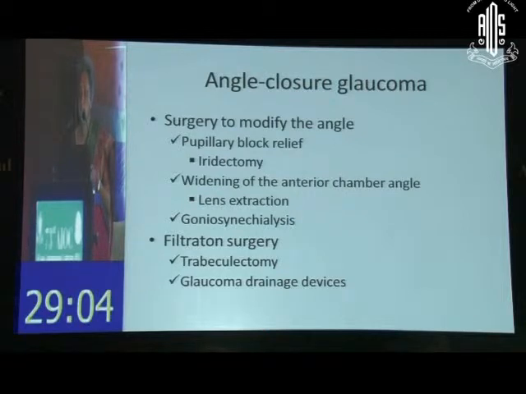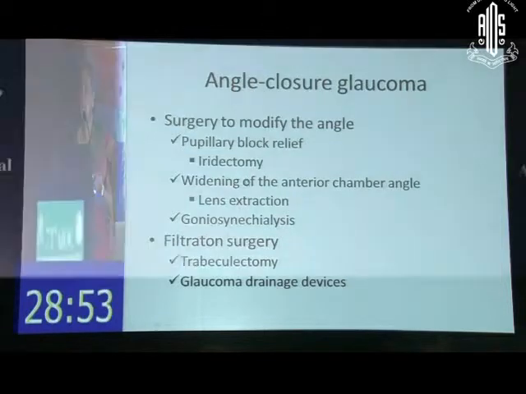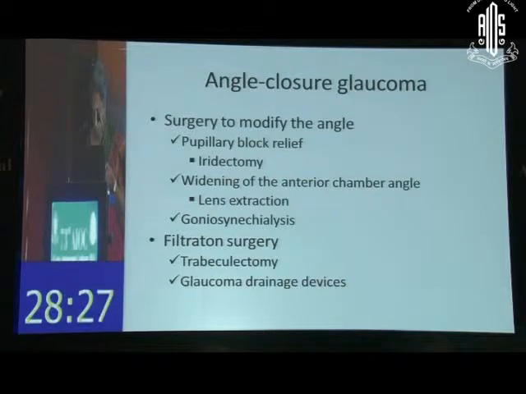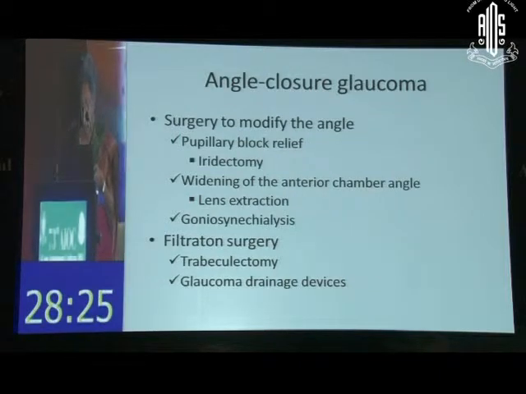Whereas if you look at angle closure glaucoma, you have a little more options. The options are mainly to modify the angle, such as pupillary block relief with iridectomy, or widening of the anterior chamber angle when the lens is mainly contributing to the cause, like lens extraction. Or if the angle is closed with synechiae, you can consider what we call goniosynechialysis. When you are looking at filtration, you have to go for either trabeculectomy or glaucoma drainage devices; you cannot consider a non-penetrating surgery in angle closure.